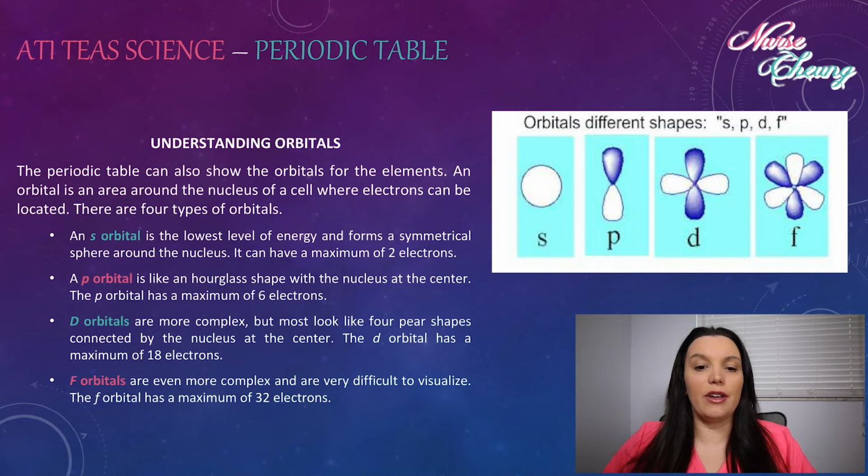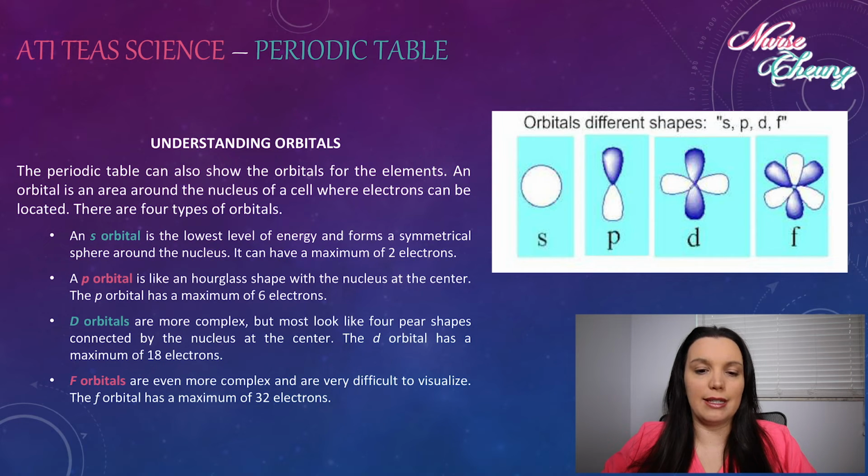The periodic table can also show the orbitals for the elements. An orbital is the area around the nucleus of a cell where electrons can be located. There are 4 different types of orbitals. An s orbital is the lowest level of energy and forms a symmetrical sphere around the nucleus. It can contain a maximum of 2 electrons.